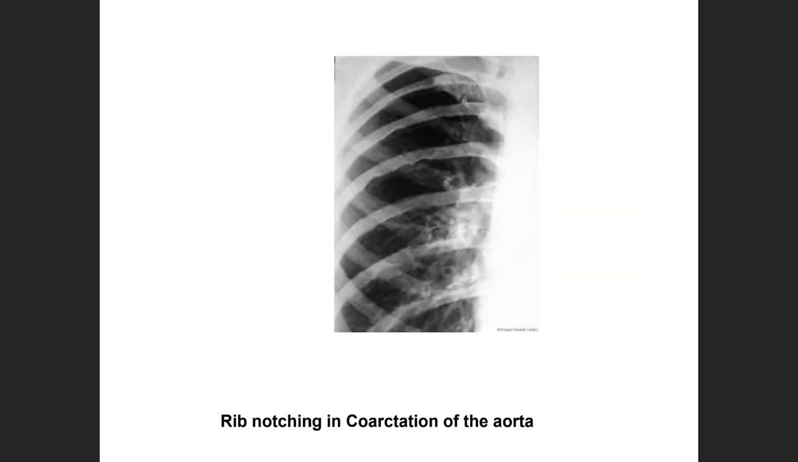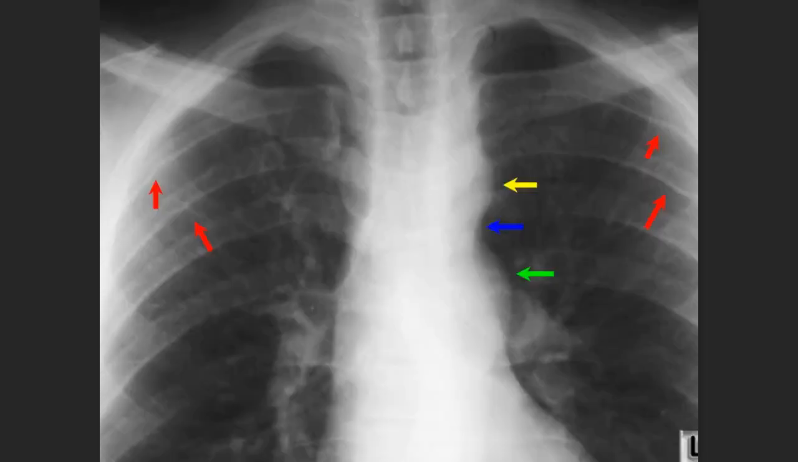So let me find this X-ray. You see the inferior aspect of the ribs? That's rib notching where collateral vessels come out to provide blood flow across the obstructed area of the aorta. Now this is in the children over 5 years old. This is the 3 sign.